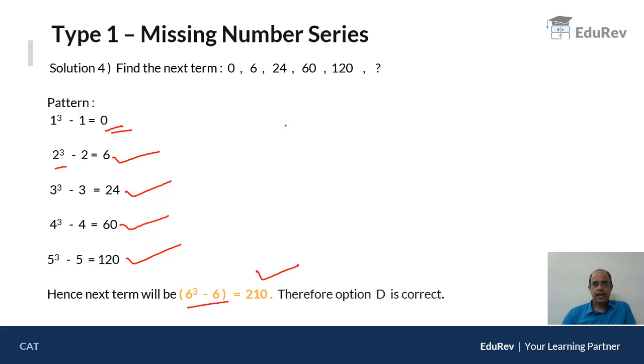Guys, as I said earlier as well, you need to mug up cubes. For example, 8 cube should be on the tip of your tongue: 512. 11 cube, 1331. 9 cube, 729. You need to mug up these. Then only you'll be able to solve number series within the stipulated time.